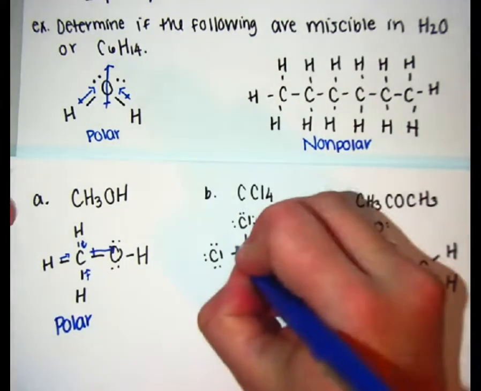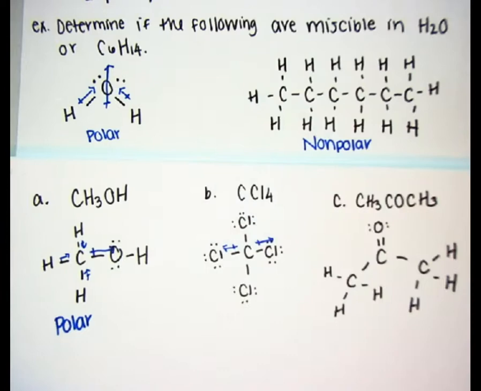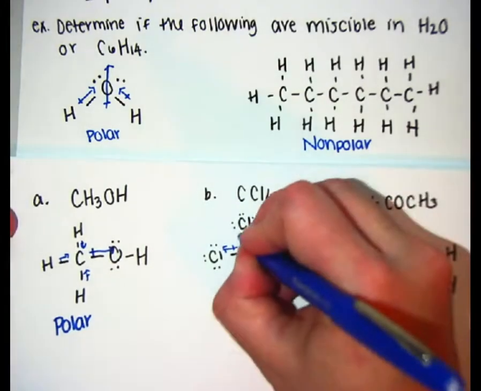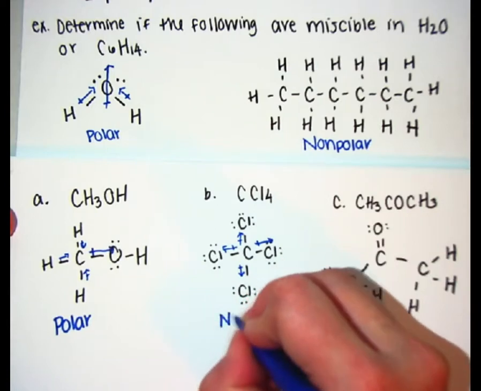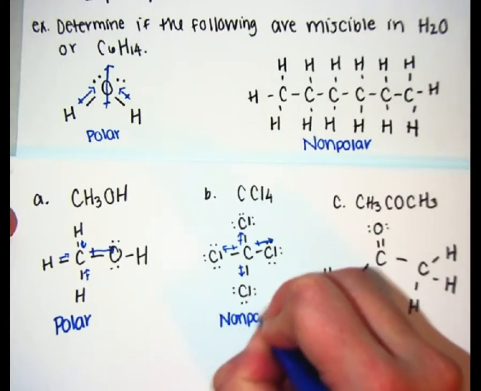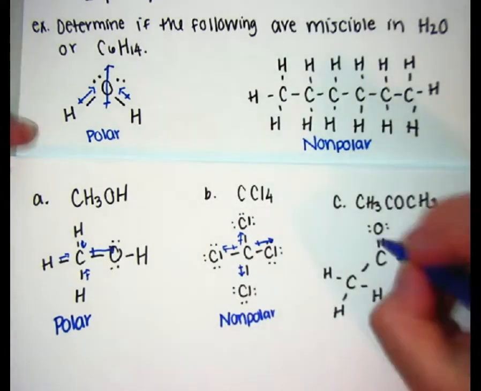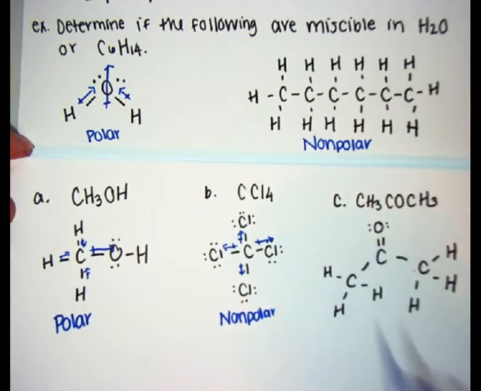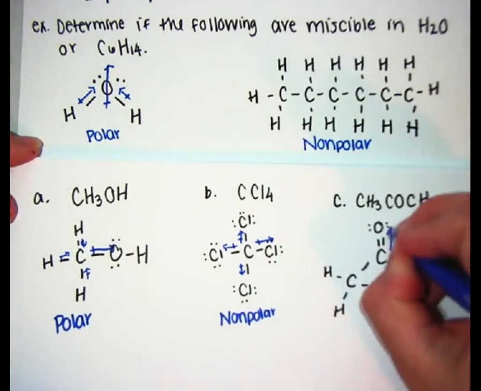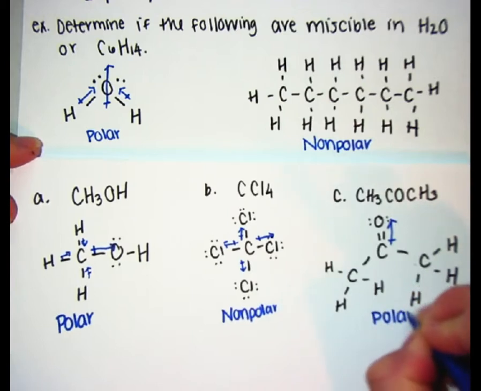Carbon tetrachloride. Note that my vectors are equal but opposite, so they cancel. Carbon tetrachloride is nonpolar. Carbon to carbon, carbon to carbon, but here I have this carbon to oxygen. This is also going to be a polar molecule.